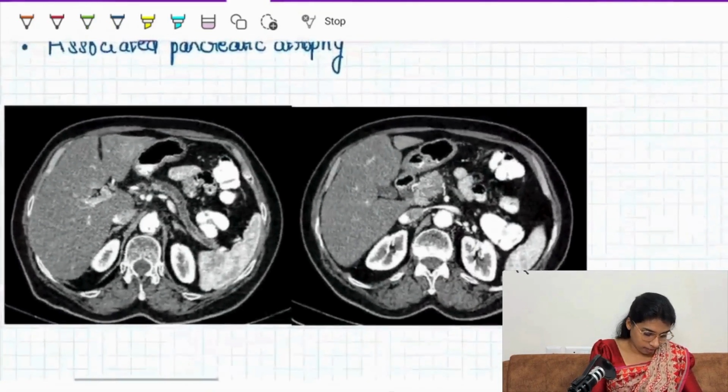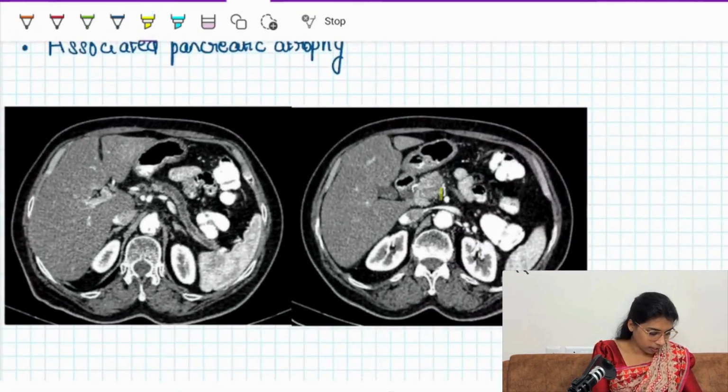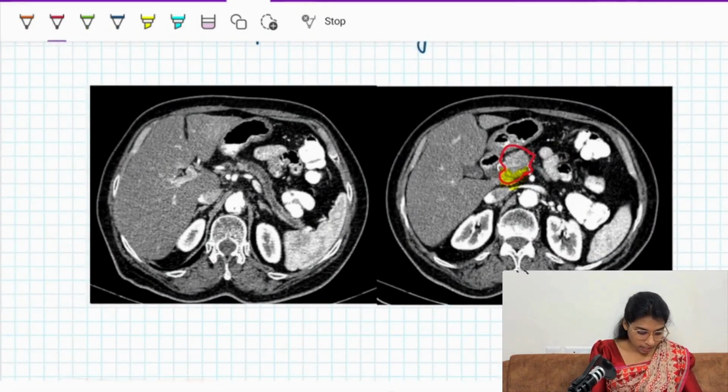So we can see here an irregular, ill-defined hypoenhancing mass situated in the head/uncinate process. And in this image, we can see that the pancreatic duct is dilated. As I've already explained, a PDAC will cause obstruction of the pancreatic duct, causing atrophy of the surrounding parenchyma. Along with it, it can also cause obstruction of the common bile duct, coming to you with a double duct sign. However, post contrast, you will see that the mass is either iso to hypoenhancing, and on a delayed phase, you will see gradual progressive centripetal filling in.